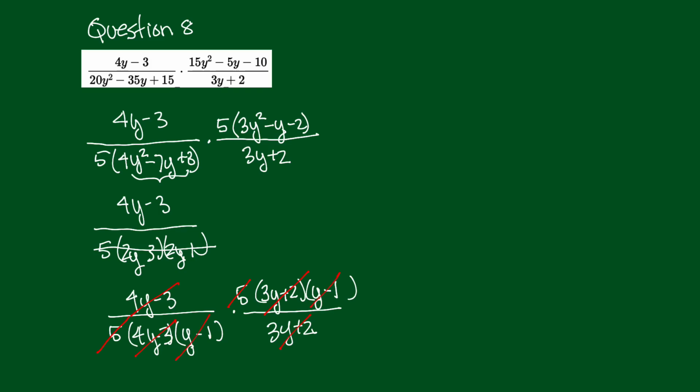Everything canceled. But when everything cancels, remember, when you cancel something, you're left with a 1. So now what I've got is 1 times 1 times 1 times 1 times 1. Everything's 1 over 1. So I just get 1 over 1, but 1 over 1 is just equal to 1.